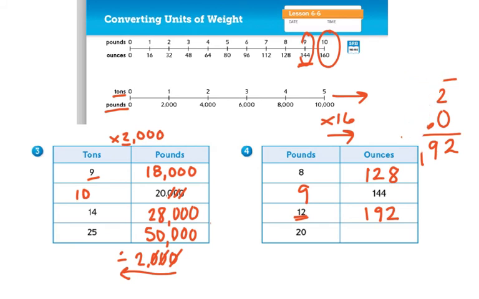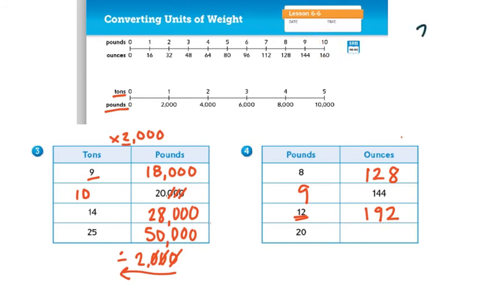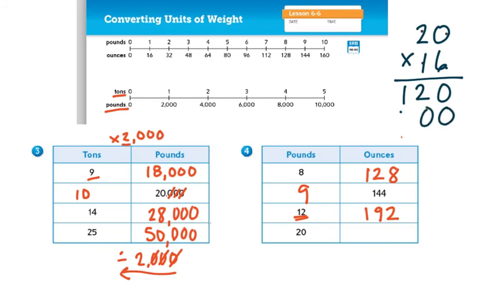And then lastly, 20 pounds times 16 ounces in each pound. Go ahead and pause your video. 6 times 0 is 0. 6 times 2 is 12. Put in your 0. 1 times 0 is 0. And 1 times 2 is 2. Add those two up, and you get 320.